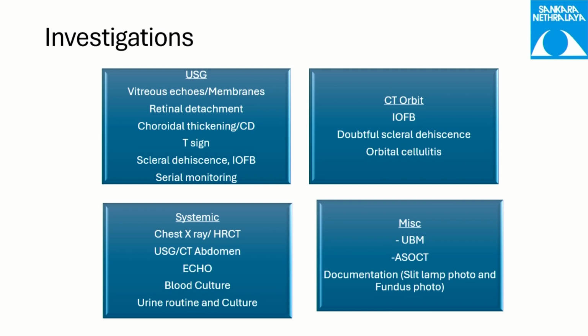UBM and AS-OCT. UBM is mainly used for chronic fungal endophthalmitis, where we want to see any granuloma around the pars plana ciliary region or around the IOL. And AS-OCT, sometimes we look for scleral lesions or some of the corneal lesions. So every investigation has specific indications. The most important investigation being ultrasound.